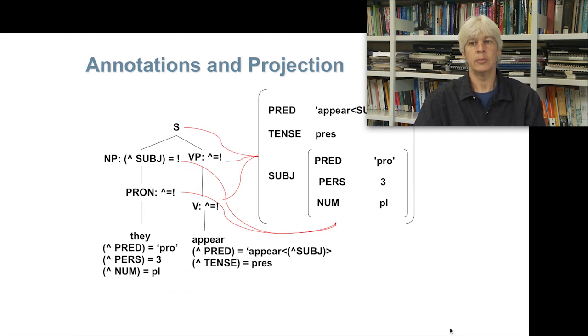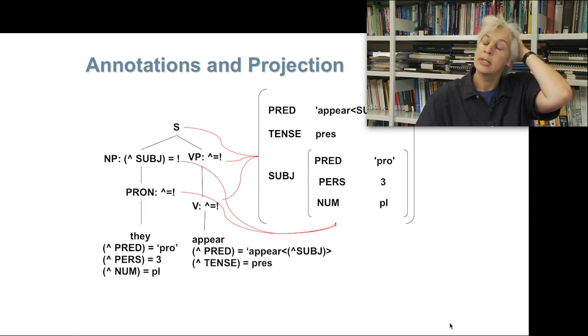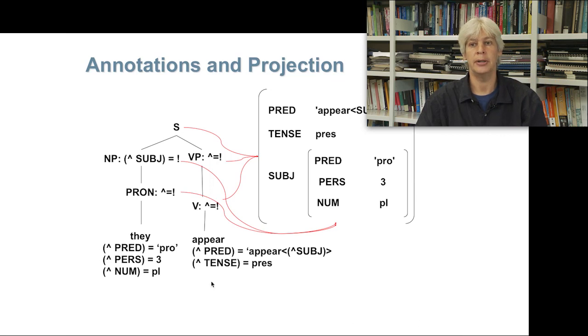Okay, here just a little bit more on how this is all put together. So this is now the same tree that we had before, they appear, except that now I've provided you with annotations. So let's start with the lexical entries, they and appear. This is the information that is coming out of the lexicon for they and appear. They has pred pro, pronoun, third person, plural. Appear has that it is appear and that it subcategorizes for a subject, and then it's present tense. This is simplified, it's just to show you in principle how it works.